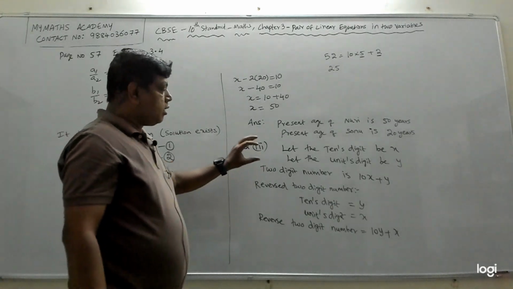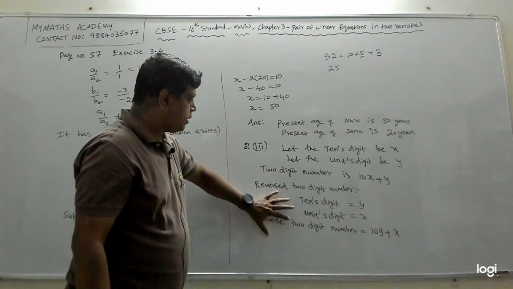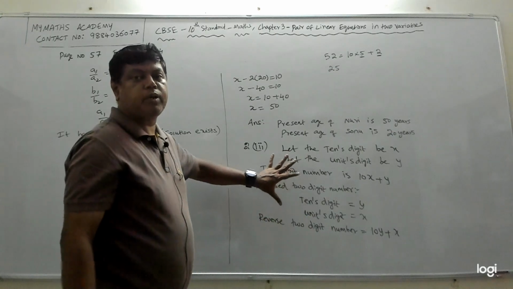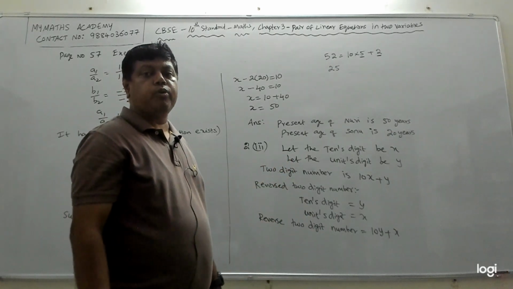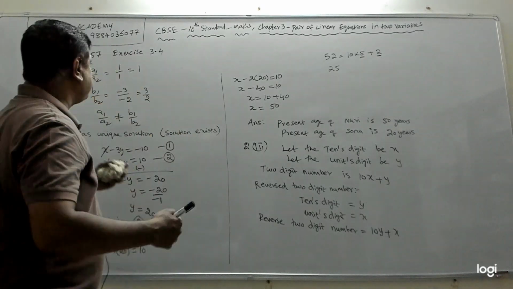The moment you see the 2-digit number and the reversed 2-digit number, you need to write these 6 statements. Then we will read what the question is. Right?